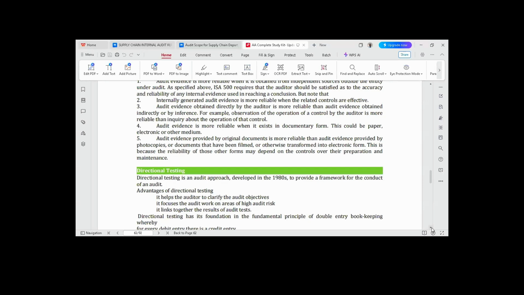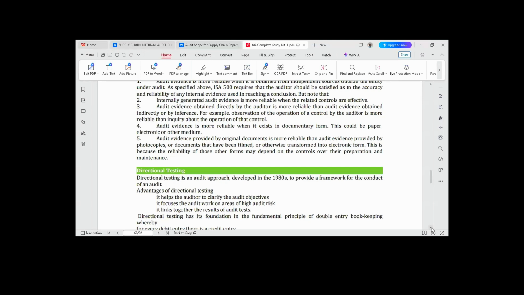Directional testing is an audit approach that supports the fact that errors obey or comply with what? The double entry principles. Okay? So some of the advantages of using directional testing are: one, it helps the auditor to clarify the audit objective. So what that means is that as an auditor, you're able to look through and be sure that there are no material misstatements in the financial statement.